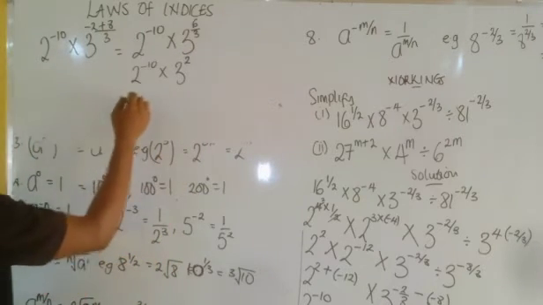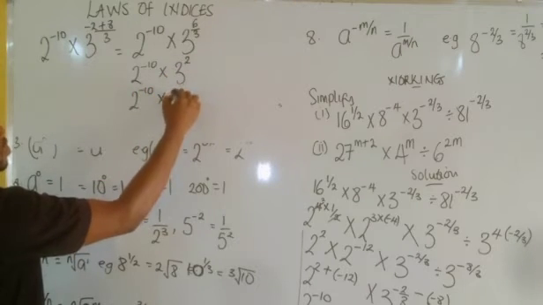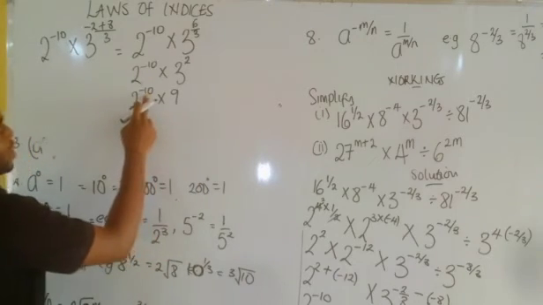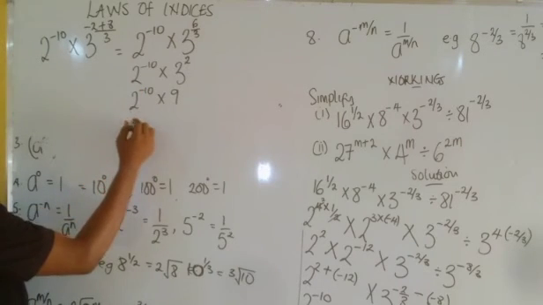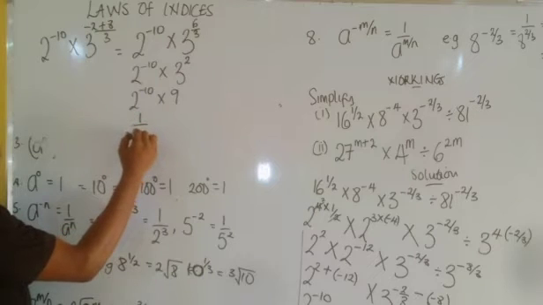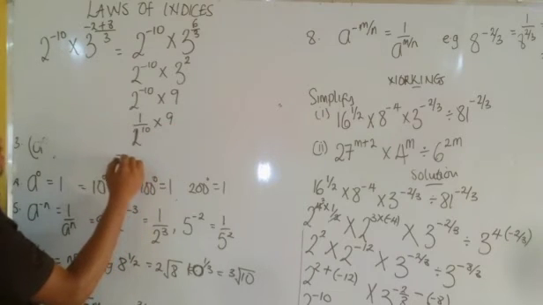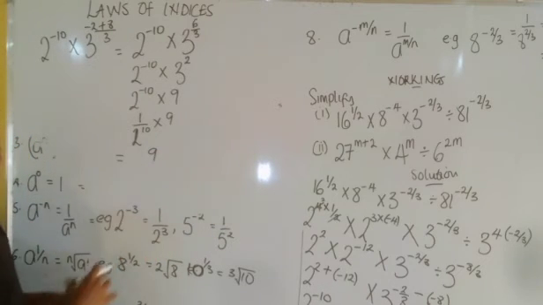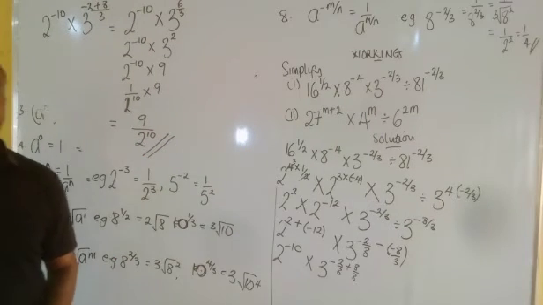Okay, so we have 2 raised to power minus 10 times 3 raised to power 2. So 3 raised to power 2 will give us 9, as 3 times 3 is 9. So now 2 raised to power minus 10. Remember this law, the inverse law, where there is negative. So it will be 1 over 2 raised to the power of 10 times 9. So our final answer can be 9 times 1, which will give us 9 over 2 raised to the power of 10. That is the answer to that.